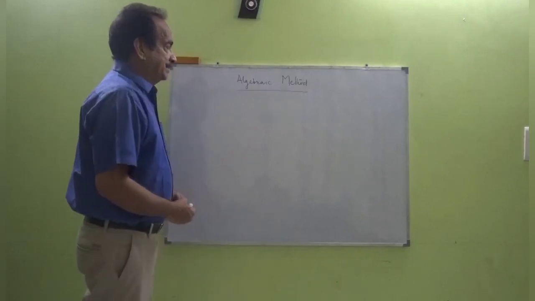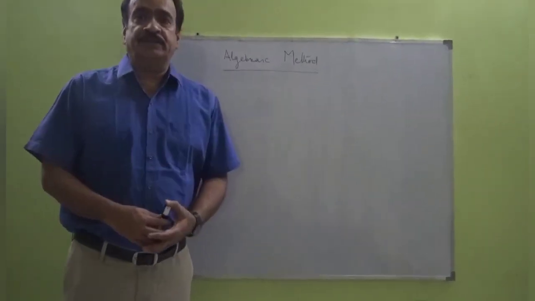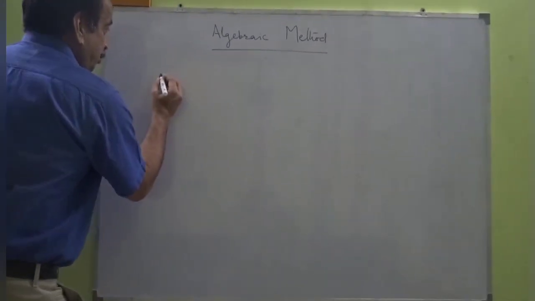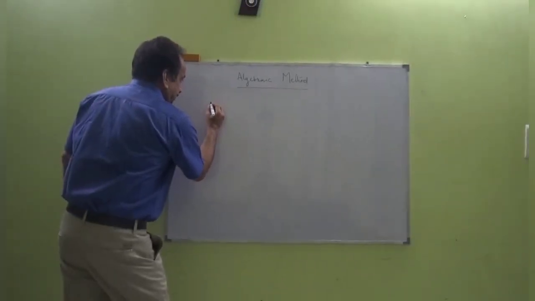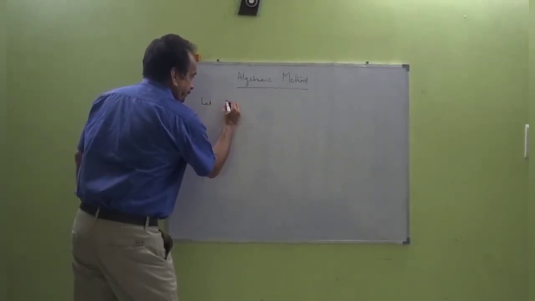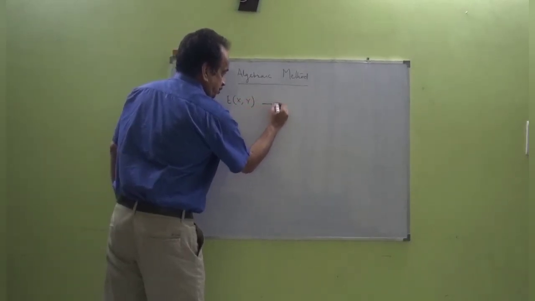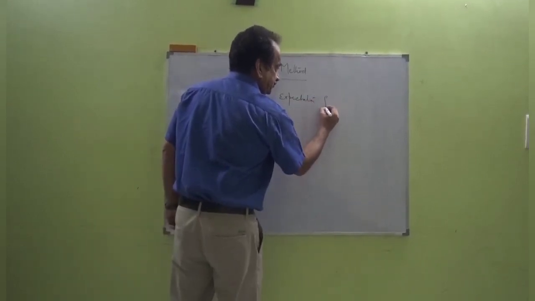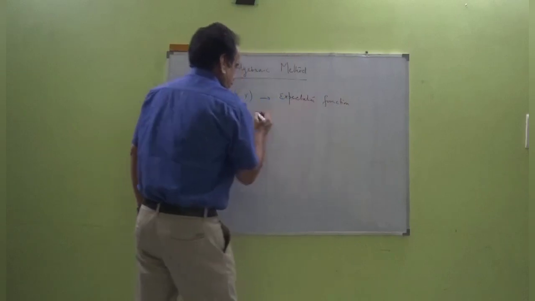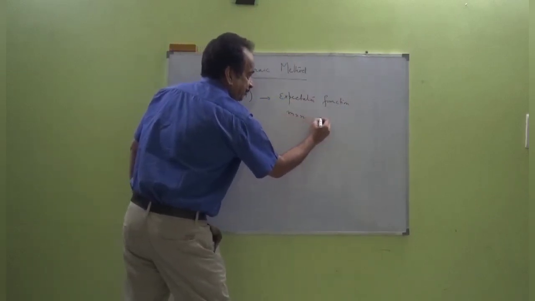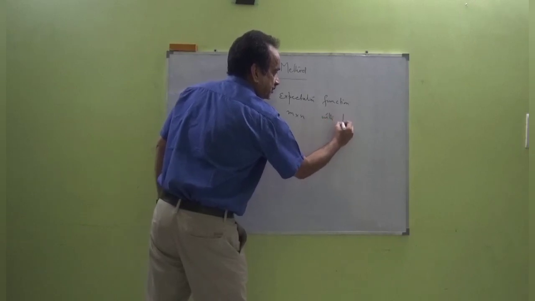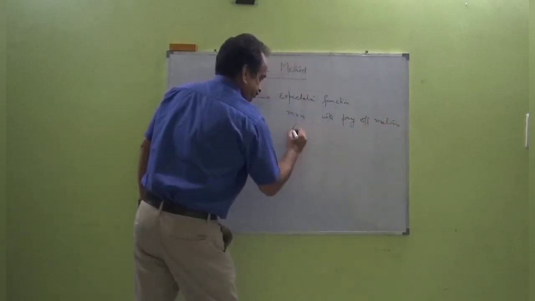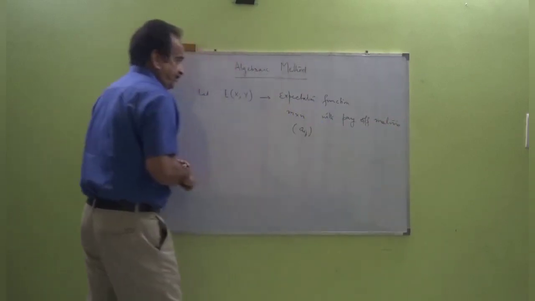Now let's talk about the algebraic method, which is a very useful and very strong method to solve any type of game. From our previous video, let's recall a little bit of that. Let E(X,Y) be the expectation function for an m cross n rectangular game with pay-off matrix A_ij. We defined it in the previous video.